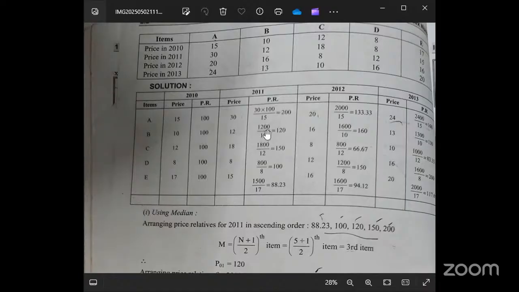Similarly, next one, 12 into 100 by 10, 120. Same, next one, 18 into 100 by 12, 150. Then 8 into 100 by 8, which equals 100. Then 15 into 100 by 17, 88.23. Then 2012 prices, and we need to find out what is price relative.